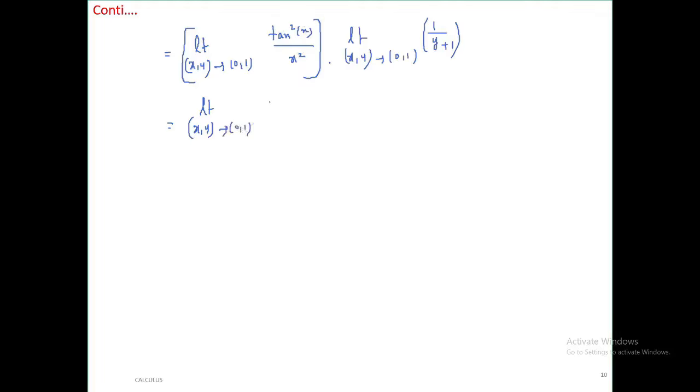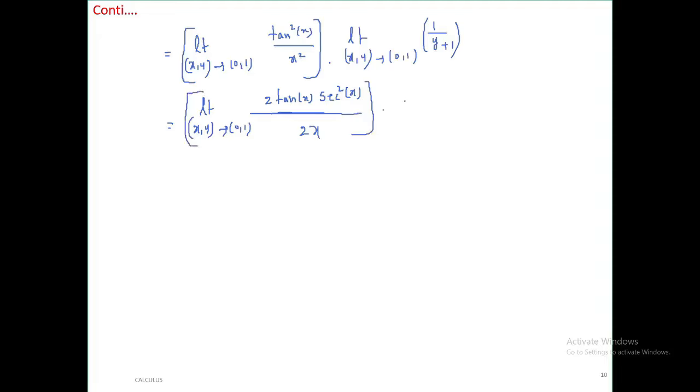By L'Hospital rule, the derivative of tan square x is 2 into tan x, and the derivative of tan x is secant square x by chain rule. First 2 will come down, 2 into tan x, tan x derivative is secant square x, divided by the derivative of x square, which is 2x. Separate differentiation. Here I applied L'Hospital rule because it is a function of a single variable.